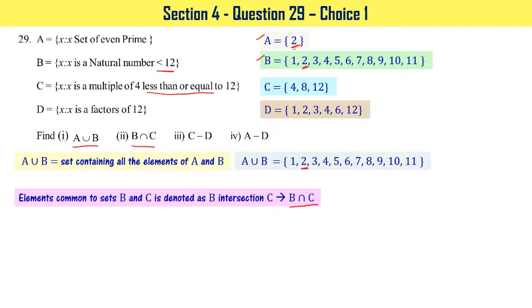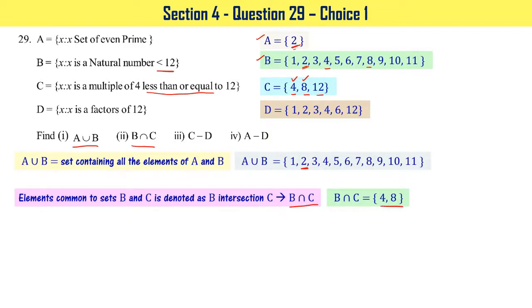It is about the elements common to set B and set C. Now set C has got numbers 4, 8 and 12, whereas set B has got 4 and 8 but 12 is not there, right? That's why B intersection C is going to have only 4 and 8. Let's write that. B intersection C is a set containing elements 4 and 8, right?